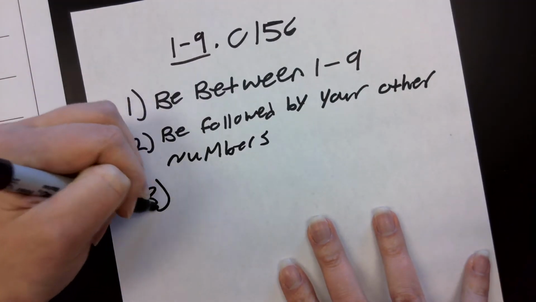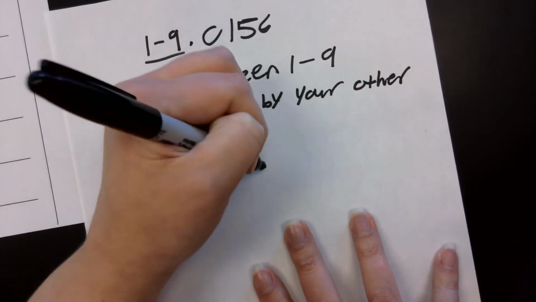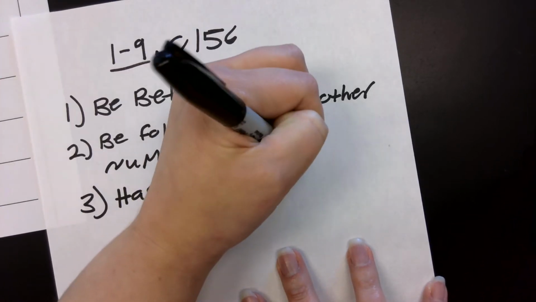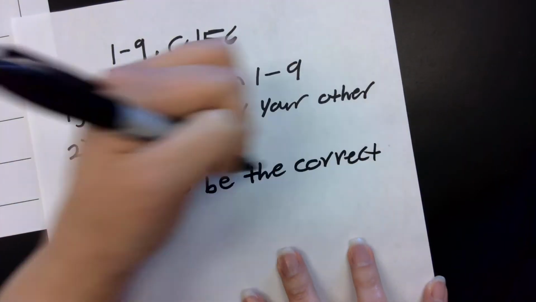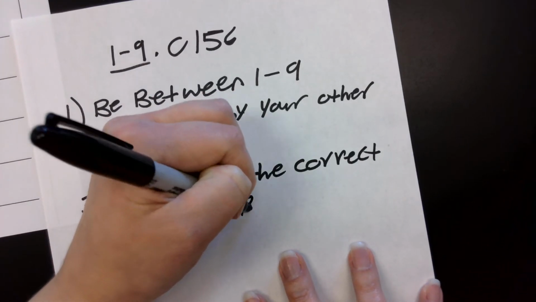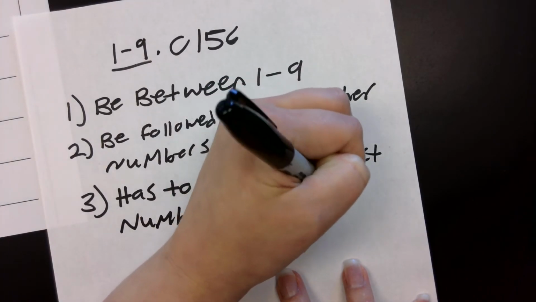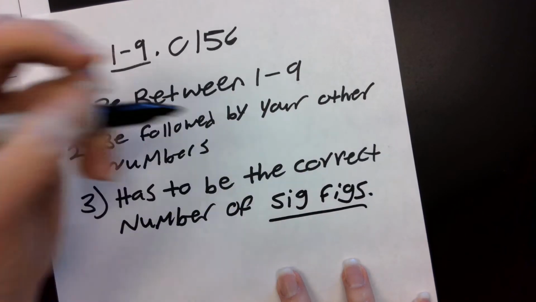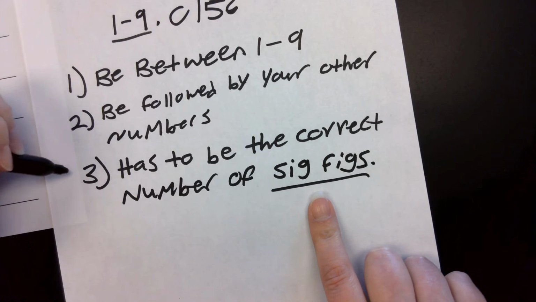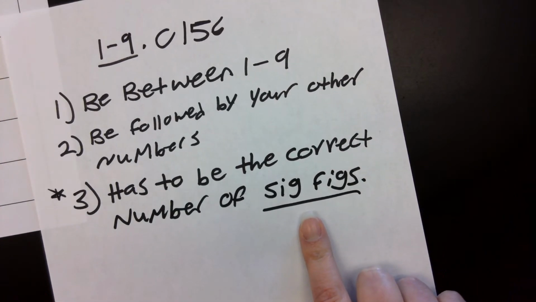And 3, if it applies, it has to be the correct number of sig figs, or significant figures. We'll get into sig figs later, so right now we're not going to focus on that, but this is one of the rules that it has to follow later on in chemistry, okay?